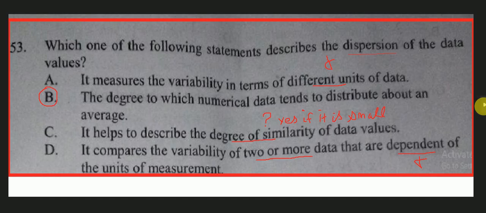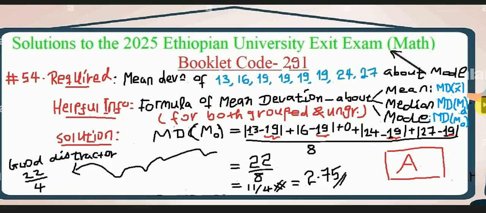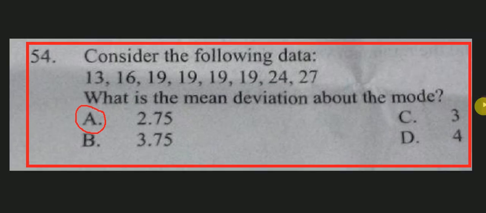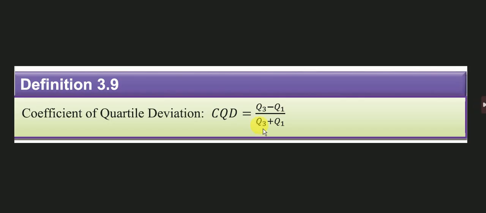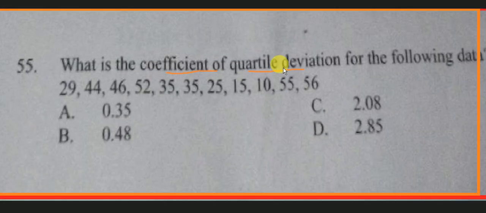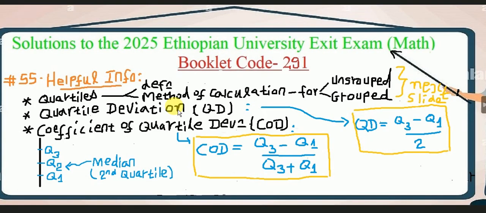relative measures of dispersion የሚባሉት ብዙ ናቸው። ከዛ ውስጥ አሁን እኛ የተጠየቅነው coefficient of quartile deviation የሚባል። Okay, so to answer this problem, first we have to remember what quartile means.